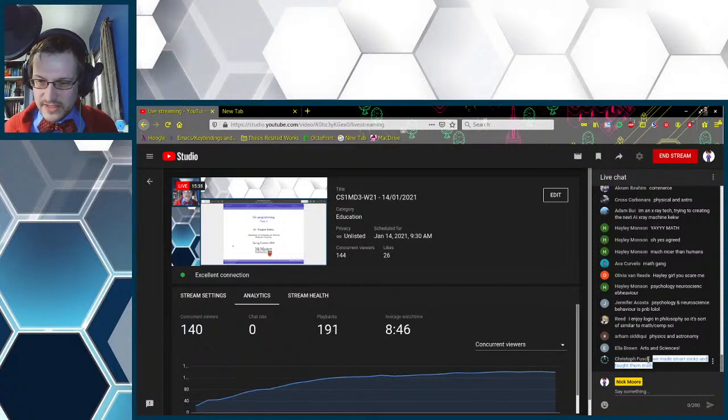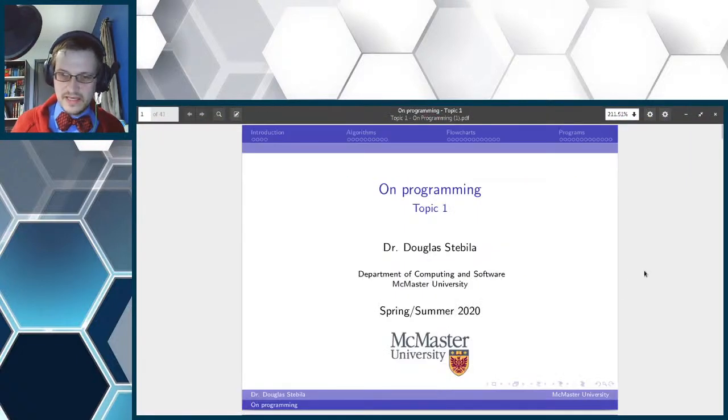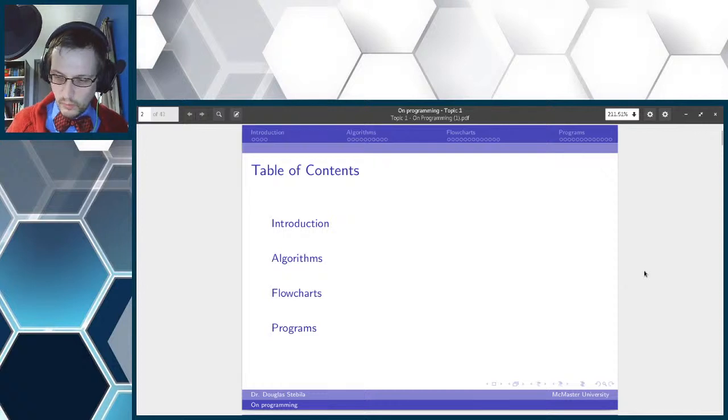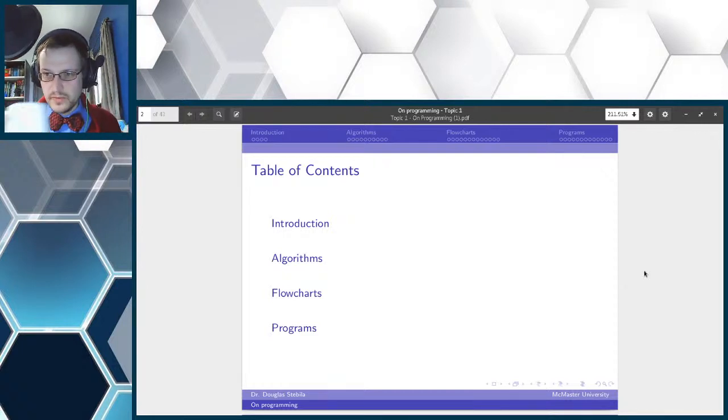Yeah, we made smart rocks and taught them math. Yes, exactly. Precisely. Well, it's interesting, right? Because I imagine computers would be a lot less popular if they weren't made from one of the most abundant substances on the planet, which is silicon, right?